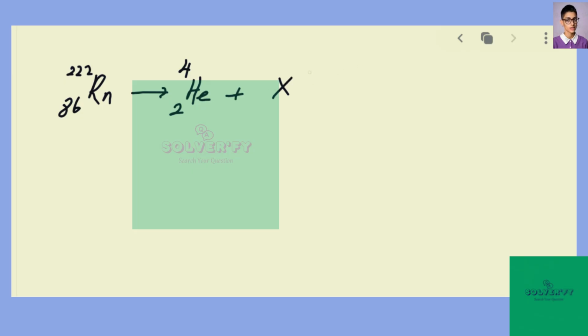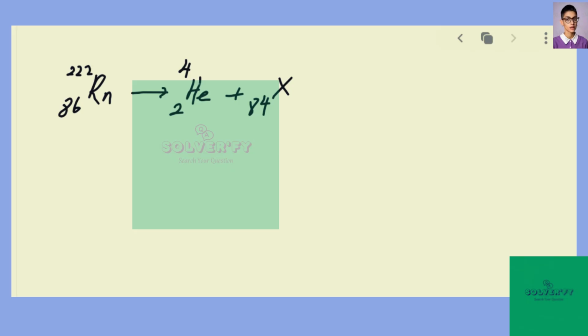To find what is X, we look at the proton number and nucleon number, and we make sure that they are conserved from the left hand side to the right hand side. On the left hand side we have a total of 86 protons, so on the right we must have 86 as well. Since helium takes up 2 of them, X must have 84 protons.